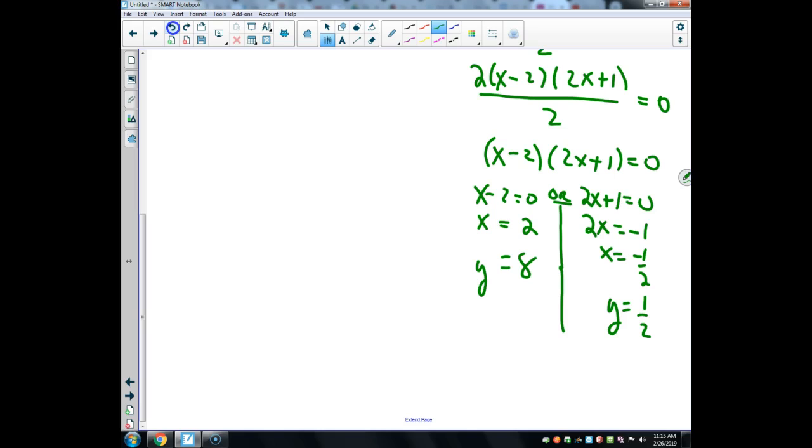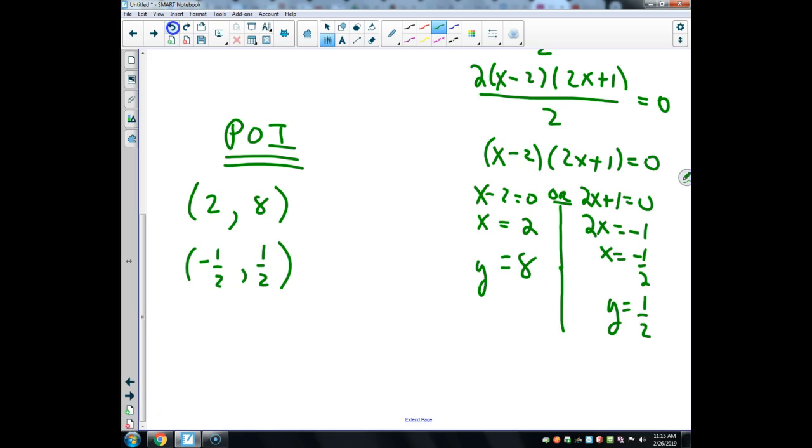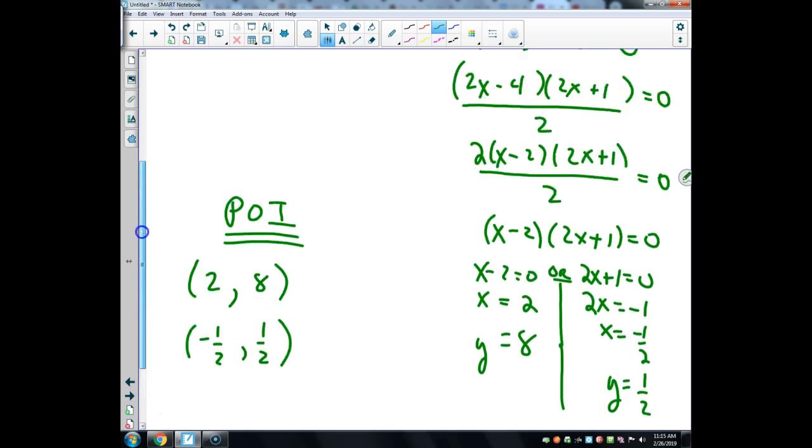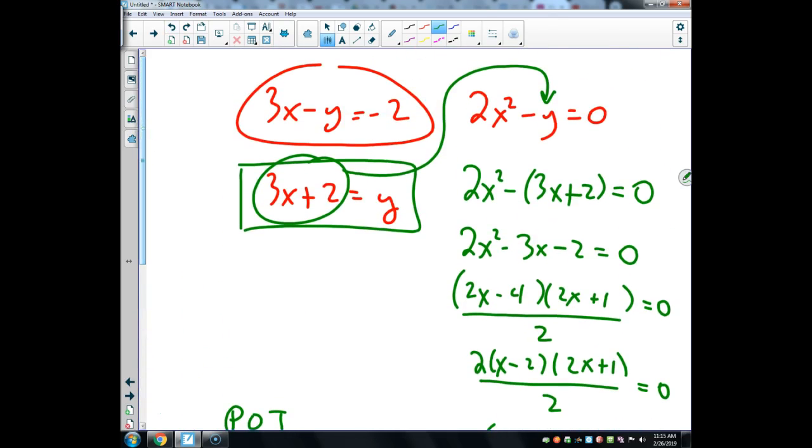So let's list out the points of intersection. They are: x is 2 when y is 8, and when x is negative 1/2, y is positive 1/2. Okay, can you check your work? Yeah, you can plug those numbers back into the original equations, but then think about it. You're going to check those 2 points in the first equation and those 2 points in the second equation. It's really like 4 checks.